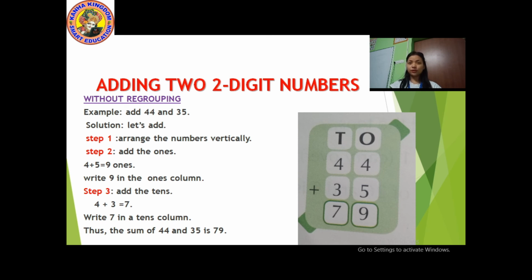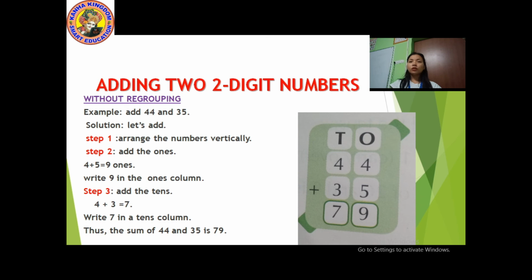So step 3, add the tens. Now in the number 44, 4 is a digit which is in the tens place, and in the number 35, 3 is a digit which is in the tens place. So while adding 3 and 4, we get 7 as the sum of 4 and 3. So we should write 7 in the tens column because we are adding the tens.